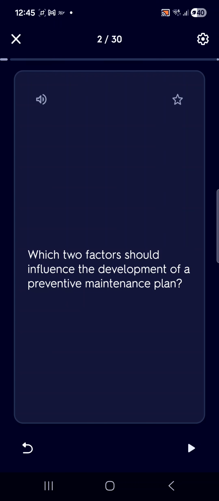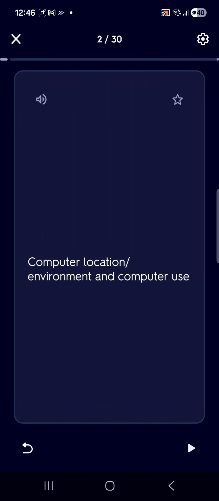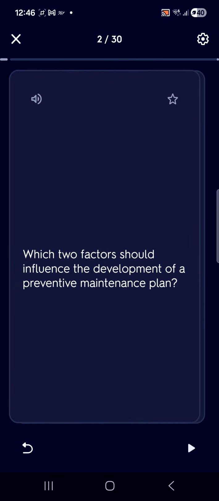What two factors should influence the development of a preventative maintenance plan? Computer location and environment, and computer use.